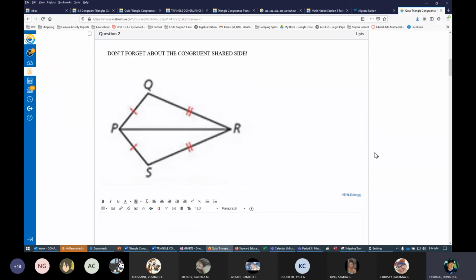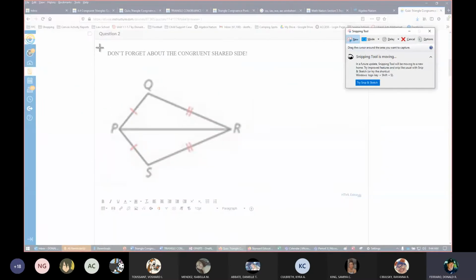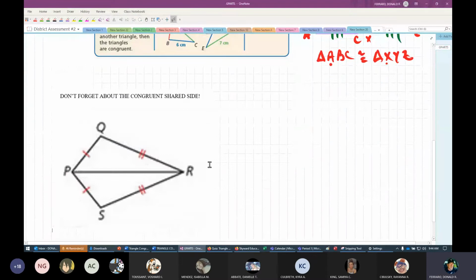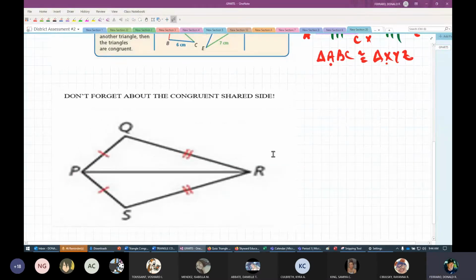Now, I want to show you this real quick, okay? Shared sides. You're going to see this on quizzes and on tests. This is very, very important for you guys to understand. So I'll snip this out and bring it over to Notepad. If you look at this, they've only indicated that PQ is congruent to PS. That's one side. Then QR has two tick marks, and RS has two tick marks. So that's another side. Who can tell me what the third congruent side is?